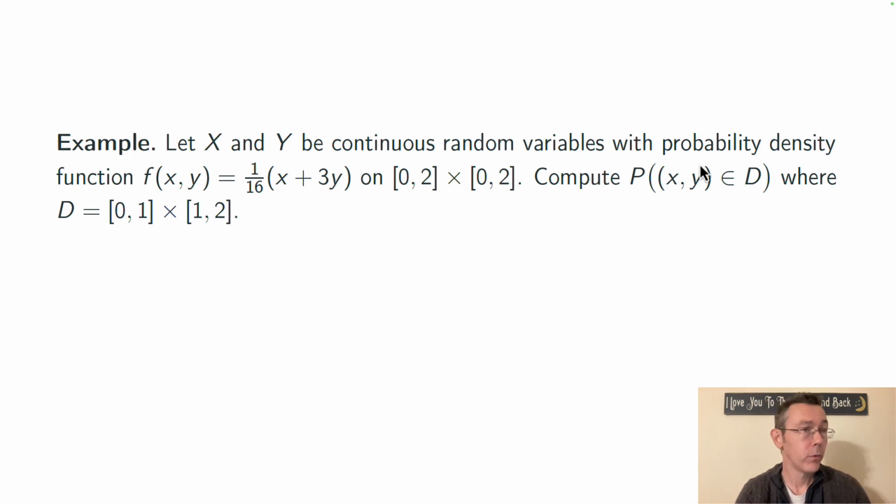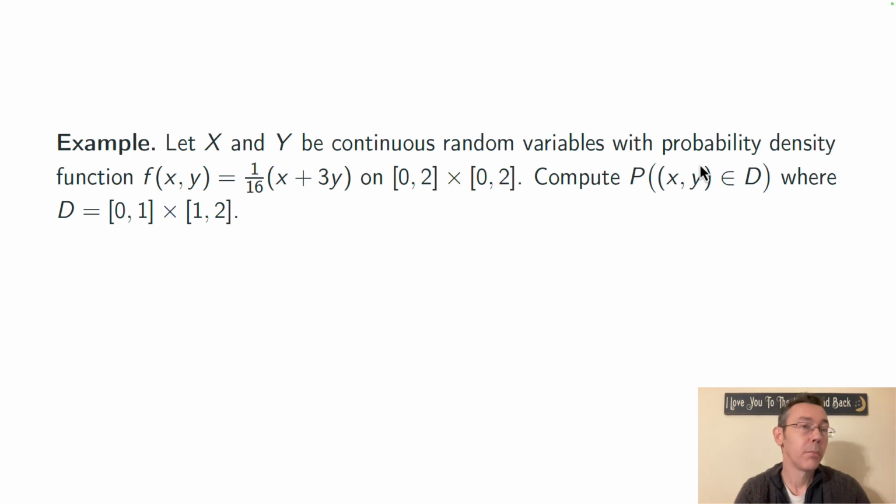So I've got two random variables, x and y. They're continuous, and they have a joint PDF. f of x comma y is 1/16 times (x plus 3y). This is defined on the rectangular region x between 0 and 2 and y between 0 and 2. By the way, if you do out the double integral of f of x comma y over 0 comma 2 cross 0 comma 2, you will get 1, and you should check that on your own.